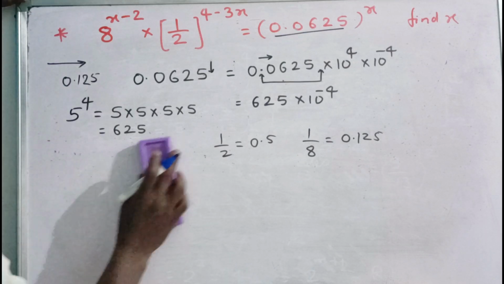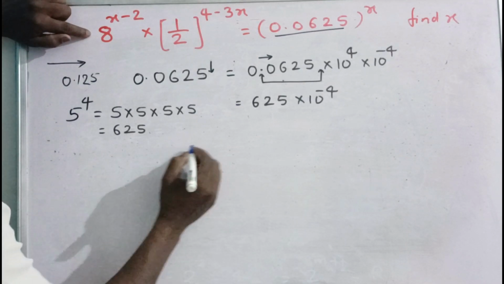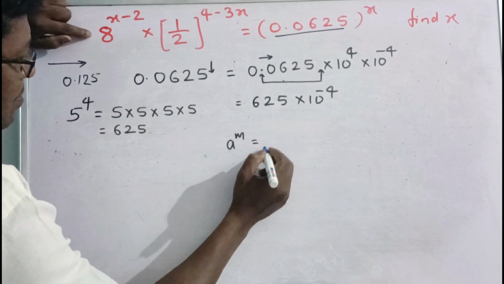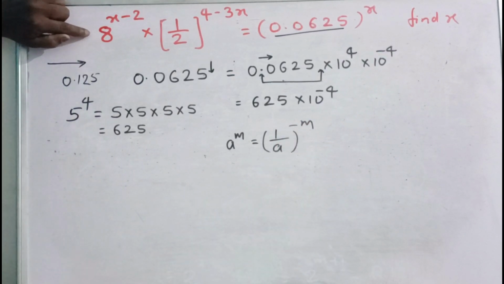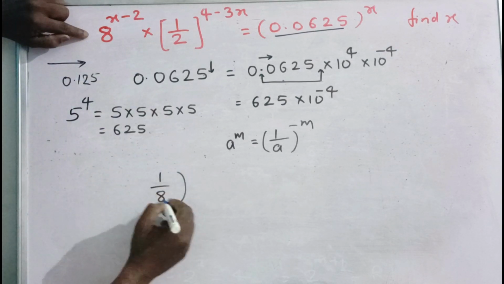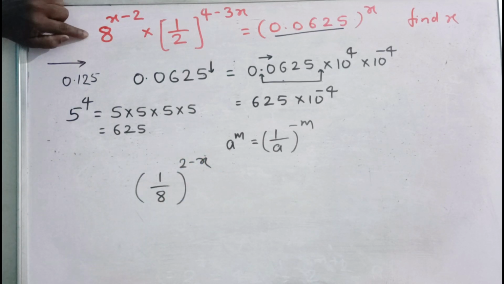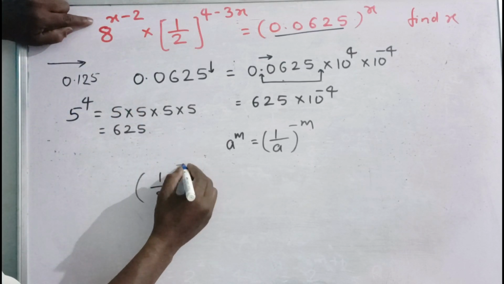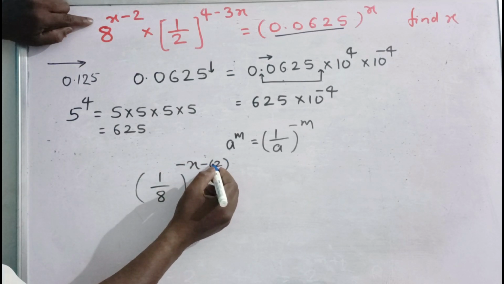What we should you want to do here? Here we are using one property, a raised to the power n is nothing but 1 upon a raised to the power minus n. हम इसको क्या कर सकते हैं? 1 by 8 raised to the power 2 minus x. क्योंकि हमने इसको उल्टा कर दिया, इसको करके निकालना है. माइनस एक्स माइनस 2 minus 2.